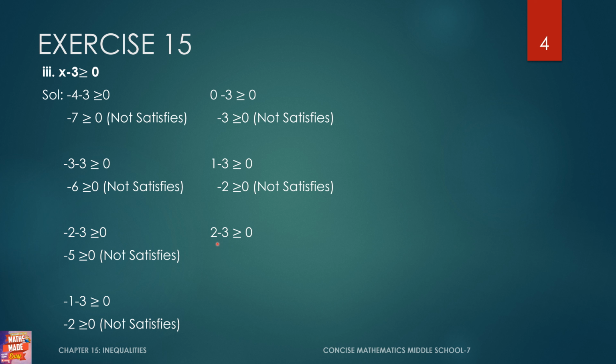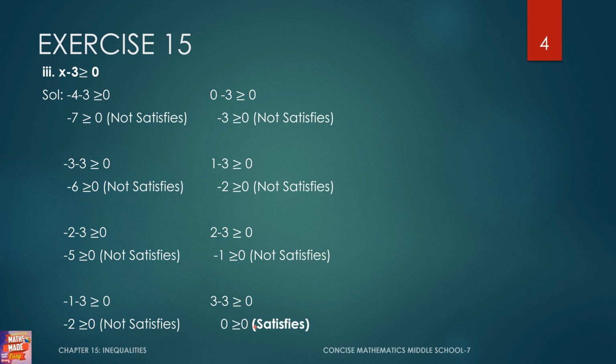2 minus 3 is greater than or equal to 0. One is having positive, other is having negative. Just put the bigger number sign. 2 and 3. Compare 2 and 3. Which number is bigger number? 3 is the bigger number. And its sign is minus. So put a minus sign and subtract it. It will be minus 1 greater than or equal to 0. Since it doesn't satisfy this condition, you can write down as not satisfies.